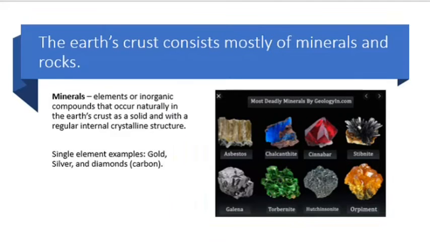Earth's crust consists mostly of minerals and rocks. Minerals are elements or inorganic compounds that occur naturally in the Earth's crust as a solid and with a regular internal crystalline structure. Halimbawa, gold, silver, diamond.